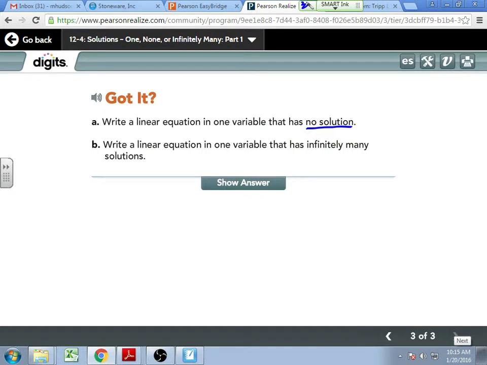So they can end up canceling out. That can end up being your answer, but it would have to first have variables involved.